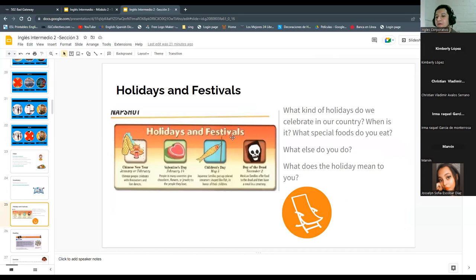And these are some more holidays and festivals, right? So we have talked about this, like what holidays we celebrate in our country. Day of the Dead, for example, Día de los Difuntos, Independence Day, Christmas, Father's Day, Children's Day, Labor Day, and tomorrow, right, some Valentine's Day.